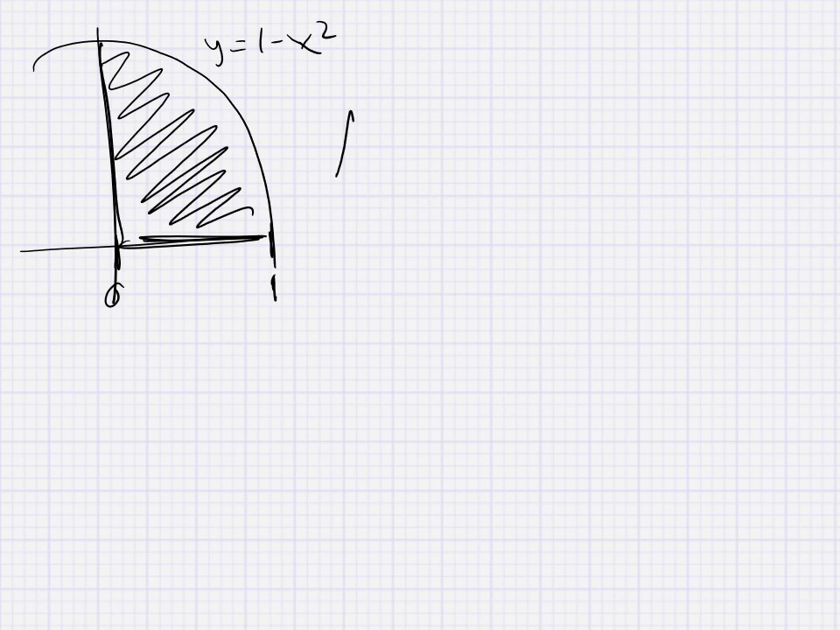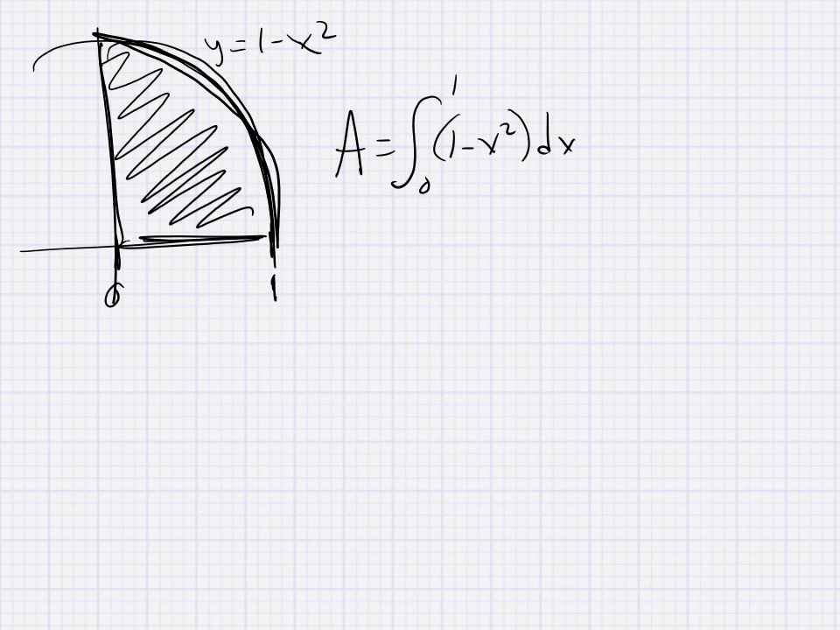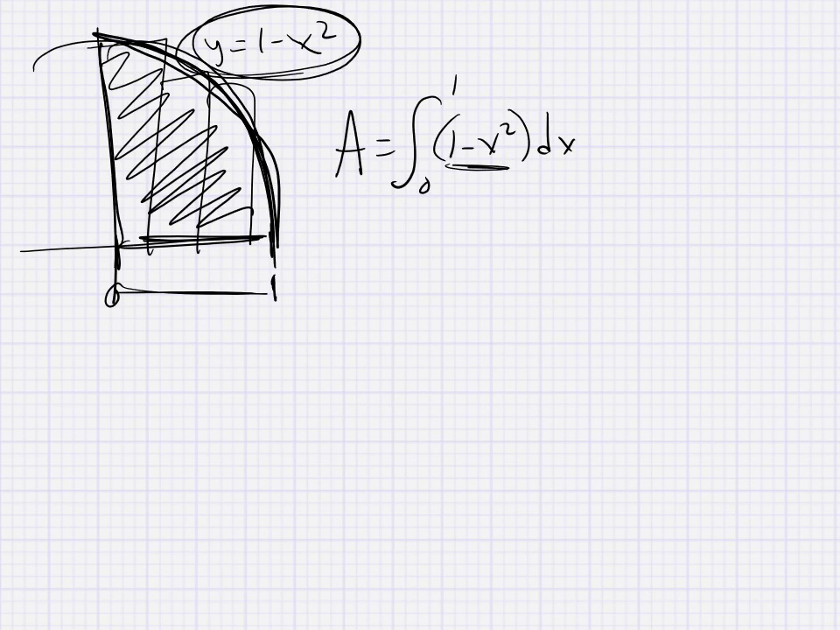So what we can do, since that whole function is above the x-axis, we could take the integral from 0 to 1 of 1 minus x squared dx. And that will give us the area. This is our height. Our height is based off of this function. That's the function in here. The width is 0 to 1. That's here. Okay?